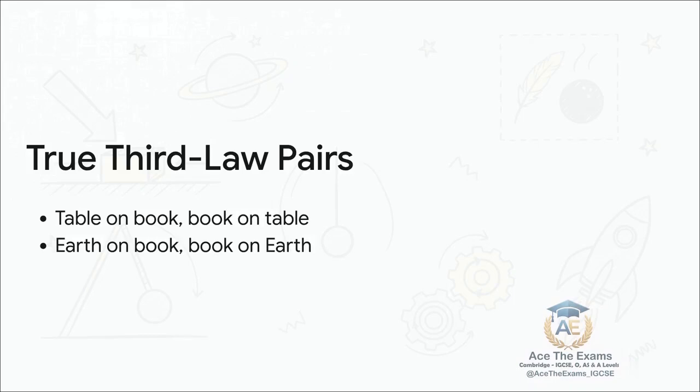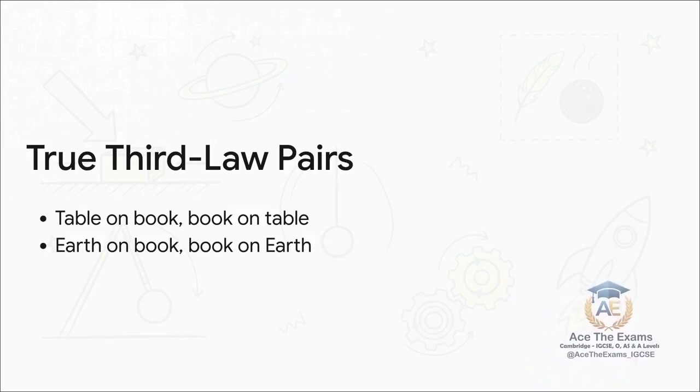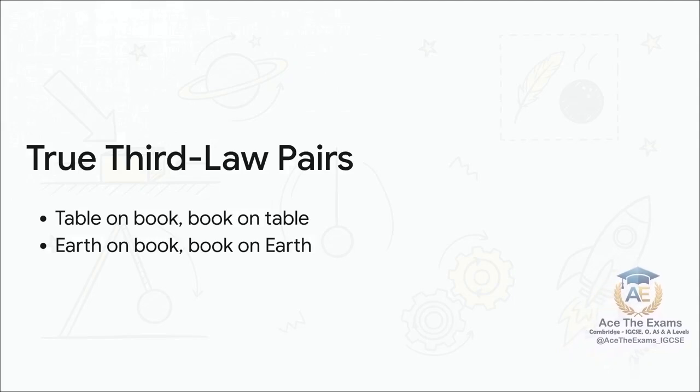But what about the weight? Weight is just the Earth's gravity pulling down on the book. Therefore, the equal and opposite third law pair is the book's gravity pulling up on the Earth. No way, right? It sounds totally mind-bending, but yes, your tiny little textbook is actually exerting a gravitational pull on the entire planet. That is the true hidden tug of war.